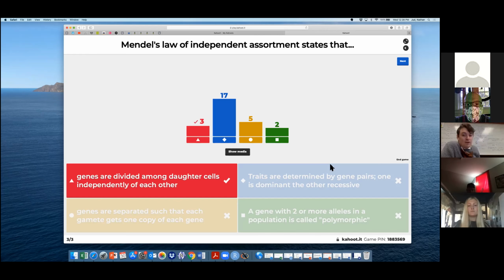That's his law of segregation. So the three of them are up there, but the one that I was looking for, independent assortment, is that the different genes for different traits are divided up independently of each other in the case of Mendel. I also put green here.